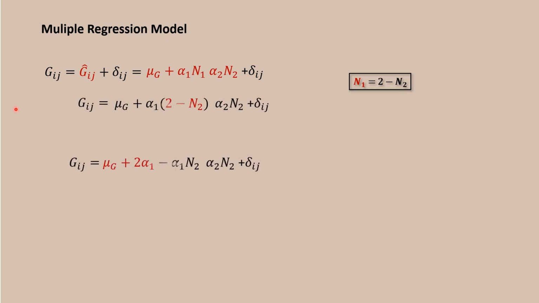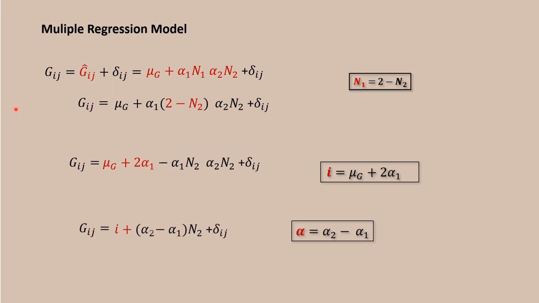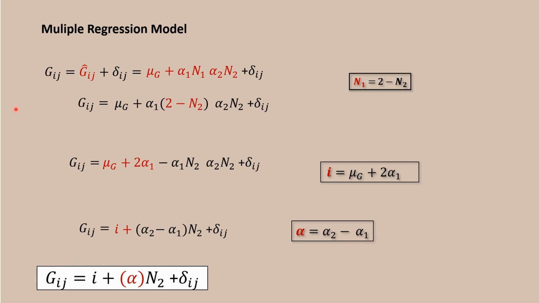Proceeding to replace this in the formula, in the next step we can define I as an intercept, which will be equal to the population mean plus twice alpha 1. Now we can determine that the regression coefficient alpha is equal to alpha 2 minus alpha 1. Finally, we have a univariate model related to the G_ij value.